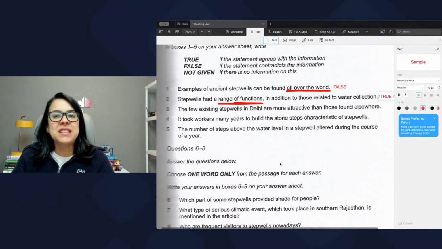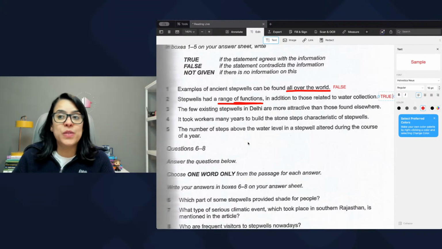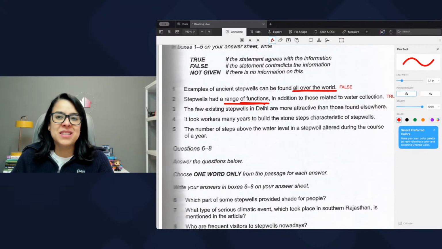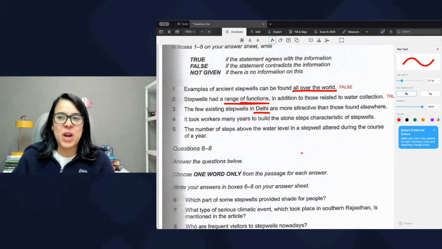And the few existing stepwells in Delhi were more attractive than those found elsewhere. So, Delhi is an amazing keyword. Why? Because it can never change. You cannot replace Delhi with a synonym, right? So Delhi is a great word. Names of places, names of people, dates, they are great keywords.